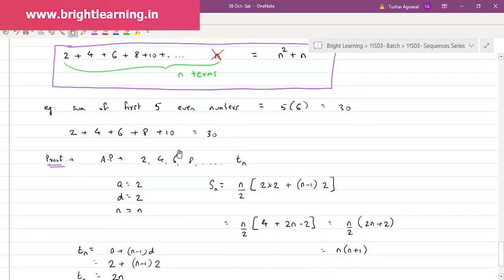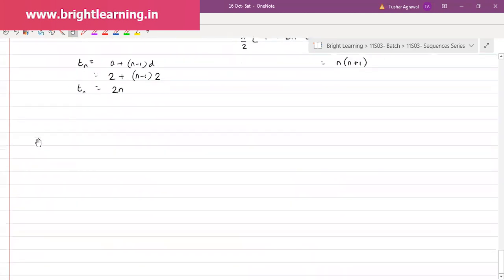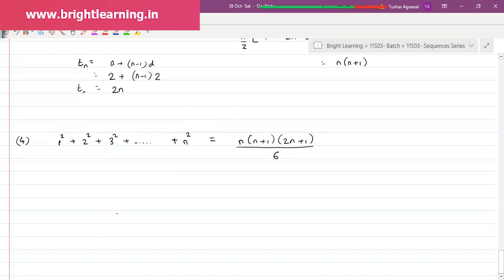Moving ahead, these three formulas we have seen: first n natural numbers, first n odd, first n even. After that, squares of first n natural numbers. 1 square plus 2 square plus 3 square, and so on, n terms, n natural numbers. So the last term will be n square. Previously, I've seen 1 plus 2 plus 3 plus 4 up to n. Now squares of the natural numbers, their addition. So this formula is n multiplied by n plus 1 multiplied by 2n plus 1 upon 6.